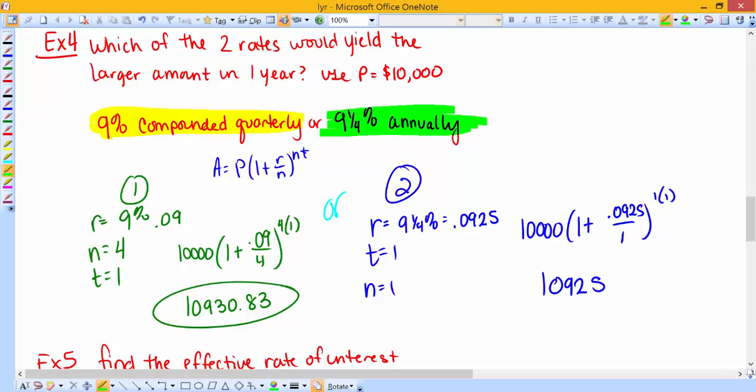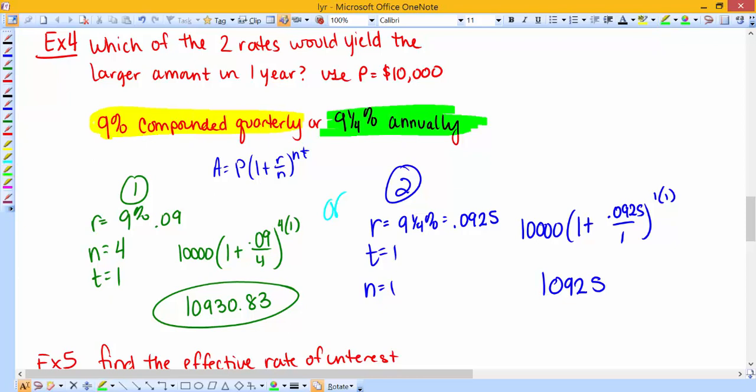Quarterly is 4 times a year. Annually is once a year. And the time is for 1 year, told us that back here. And we're starting with $10,000. So you just have to plug in. I have both of these numbers here. Make sure you can get them in your calculator, please.